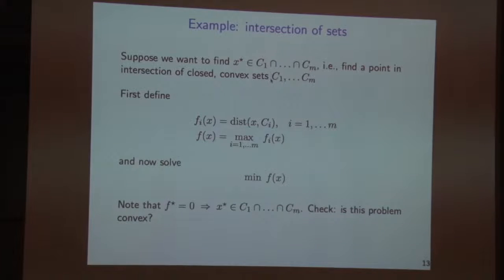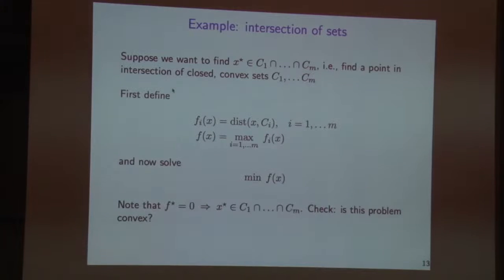C1 might be the set of all x for which g1 of x is less than or equal to 0. C2 might be the set of all x for which g2 of x is less than or equal to 0, and so forth. And we're going to learn problems for constrained convex optimization as we go through the course. If we want to initialize a point for an algorithm for constrained convex optimization, we often have to make sure the initial point is feasible. So if we don't know how to do that analytically, we might have to run something like this to get something that's close to feasible.